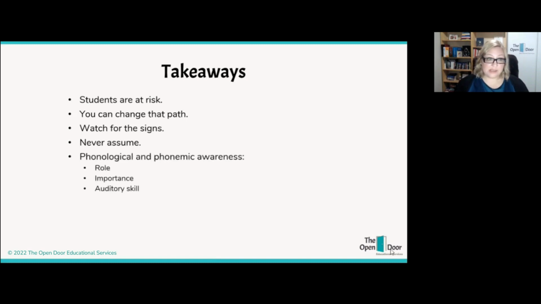The takeaways that we discussed: phonological and phonemic awareness, the role it plays in reading, how incredibly important it is, and that it is an auditory skill, keeping that in mind. And then that whole concept of teaching versus assessment and practice, that with teaching, you are explicitly, in a rules-based way, teaching the skill, versus assessment and practice, where you're reinforcing, playing games, asking questions.